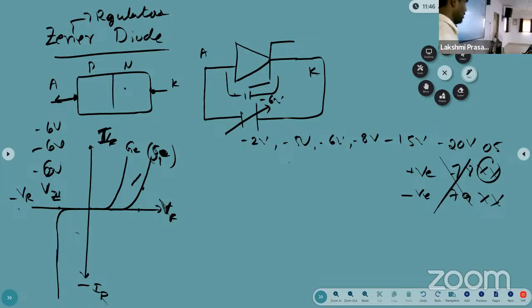This is the Zener diode. Construction is the same. The difference is only that you can improve the impurity levels, and the symbol and the connection diagram. The forward bias is the same, and only the reverse bias changes.